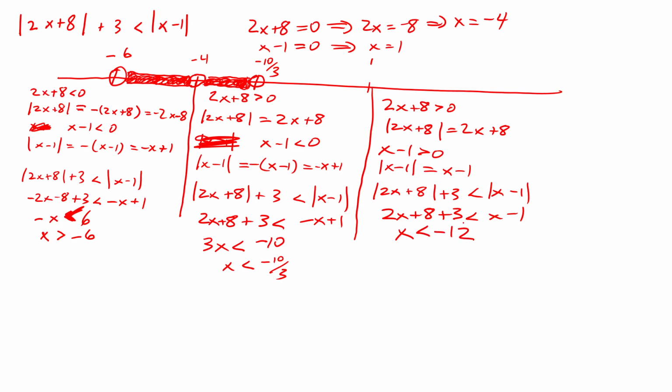Well, that's nice and everything, but it's purely theoretical in this interval, because in this interval, we're only allowed to talk about numbers greater than 1. So x being less than negative 12 is like saying I'm going to go to the moon. Probably not going to happen. So what we then have is a solution where x can be any number between negative 6 and negative 10 thirds. You might be wondering, how about that 4?